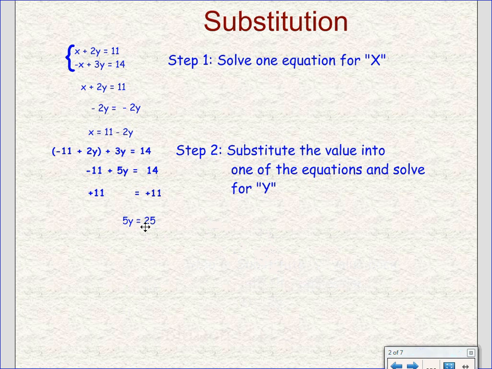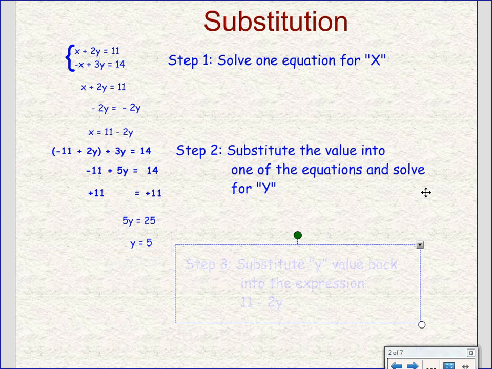Now, I want to solve this equation for y. It's a one-step equation. I must perform the opposite operation. What's the opposite of multiplication? Division. So I'm going to divide both sides of the equal sign by 5. And 5y divided by 5 is y. 25 divided by 5 is 5.